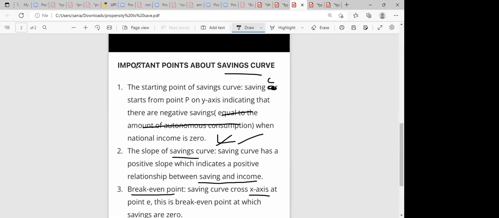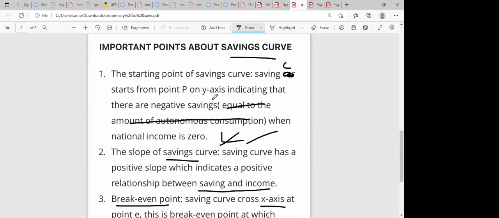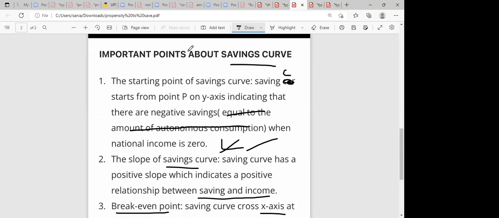So first of all, you will write the important points about the saving curve, these four points. Just write two points and I'll scroll down one by one. Clear? Is there anything you didn't get? You can write it.